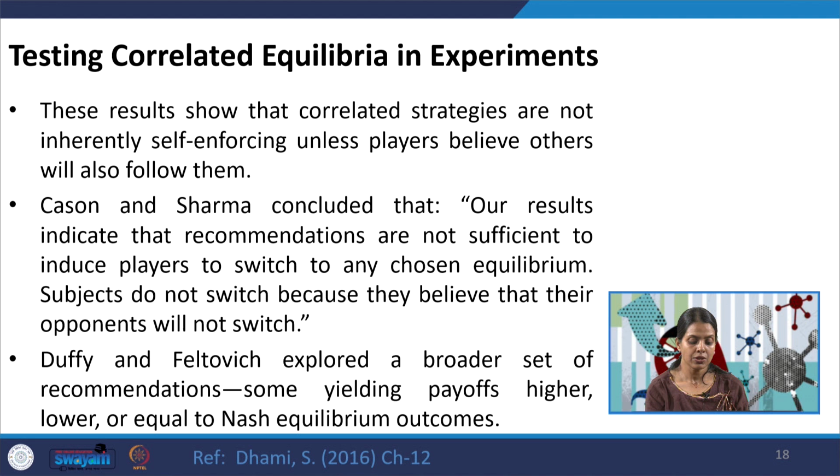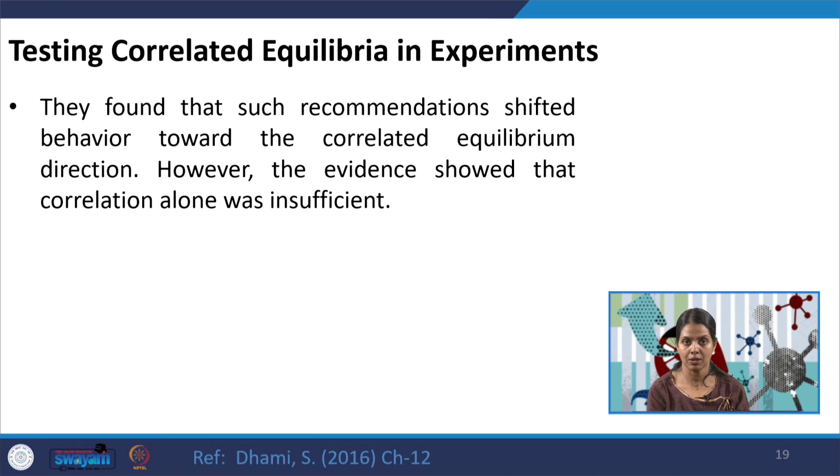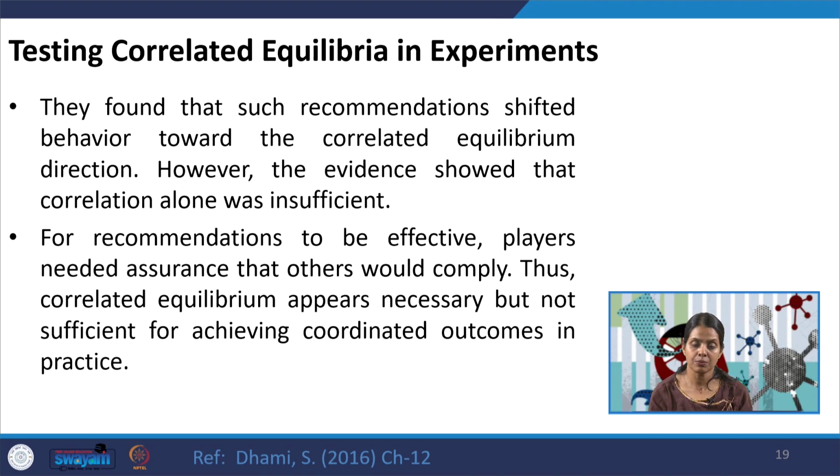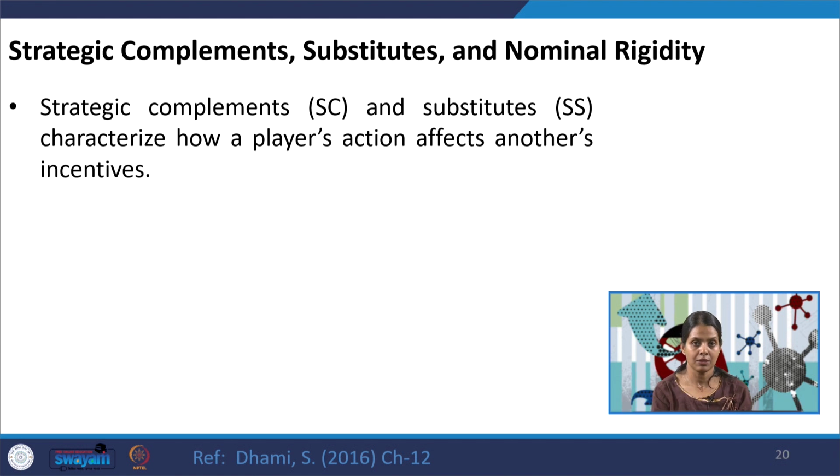Duffy and Feltovich explored a broader set of recommendations, some yielding payoffs higher, lower or equal to Nash equilibrium outcomes. They found that such recommendations shifted behavior toward the correlated equilibrium direction. However, the evidence showed that correlation alone was not sufficient. For recommendations to be effective, players needed assurance that others would also comply. So, again and again we are coming back to the same problem. Thus, correlated equilibrium appears necessary but not sufficient for achieving coordinated outcomes in practice.